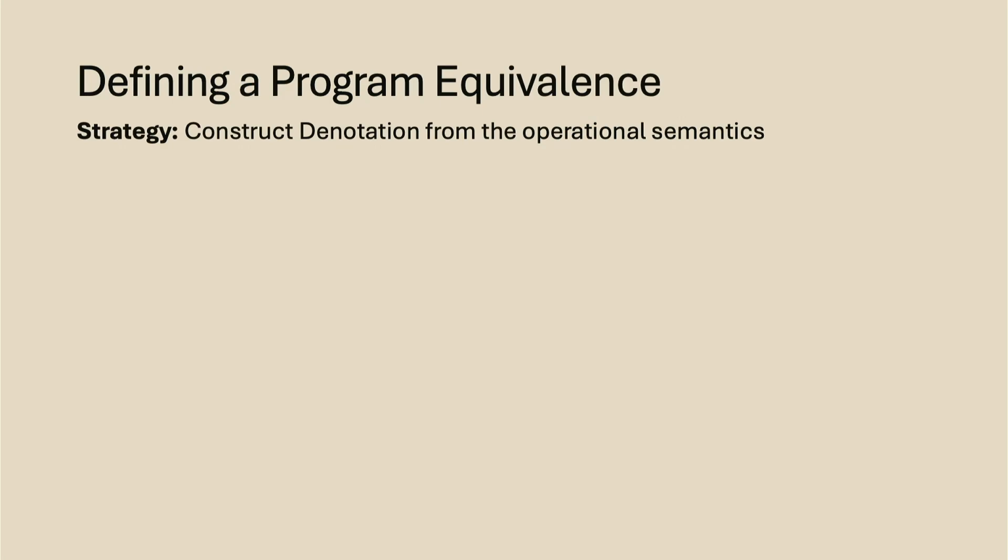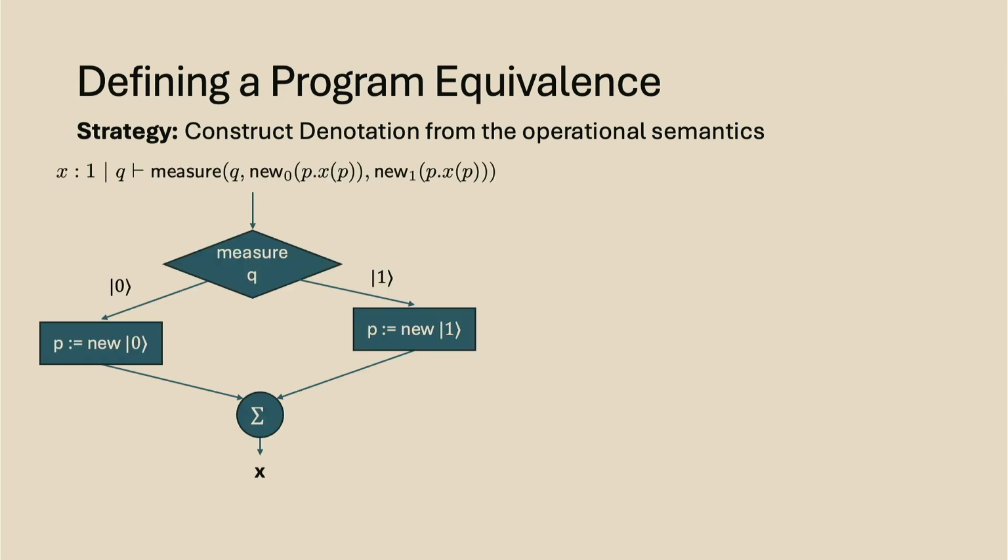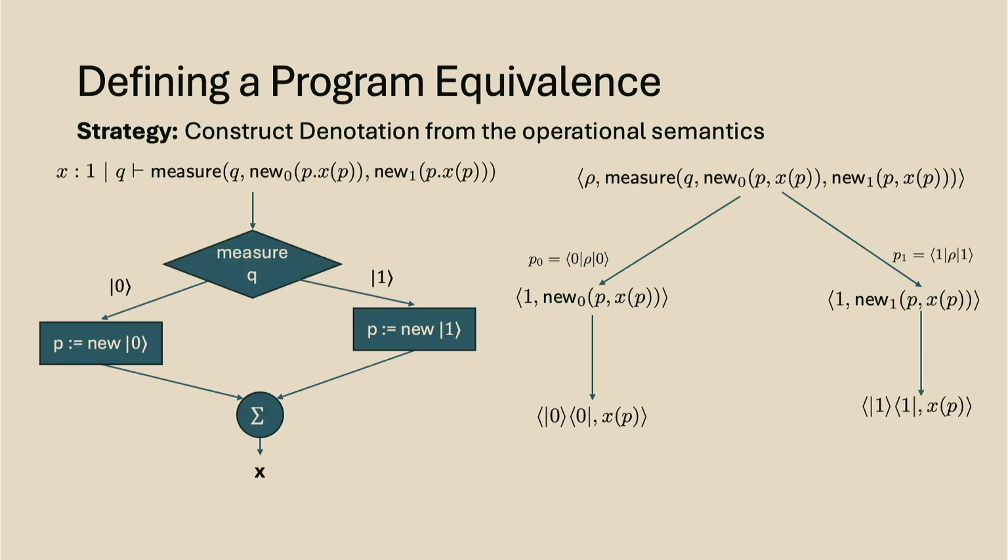The way you would define a program equivalence here, such that it's exactly the same thing as the denotational one, can be done by constructing the denotation mathematically from the operational semantics. That's a standard thing to do. You see this by looking at this example, which is exactly the same example as on the right of the previous slide, where you merge the outcomes.